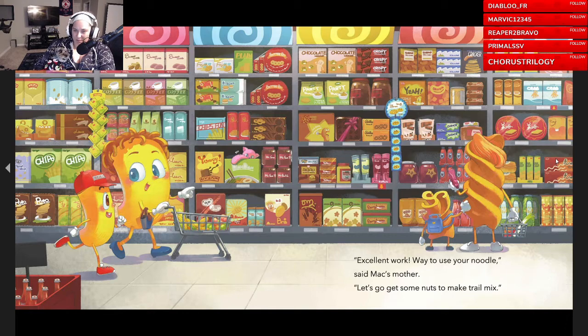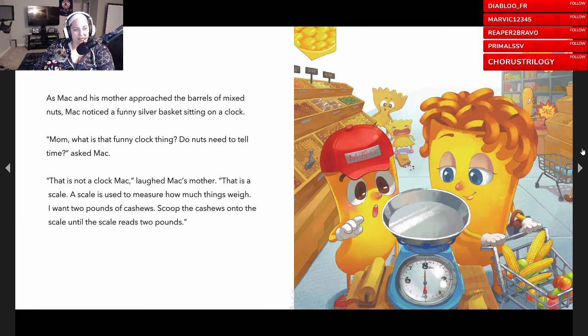Let's go get some nuts to make trail mix. As Mac and his mother approached the barrel of mixed nuts, Mac noticed a funny silver basket sitting on a clock. Mom, what is that funny clock thing? Do nuts tell the time? Do nuts need to tell time? Asked Mac. That's not a clock, Mac, laughed his mother. That is a scale. A scale is used to measure how much things weigh. I want 2 pounds of cashews. Scoop the cashews onto the scale until the scale reads 2 pounds.